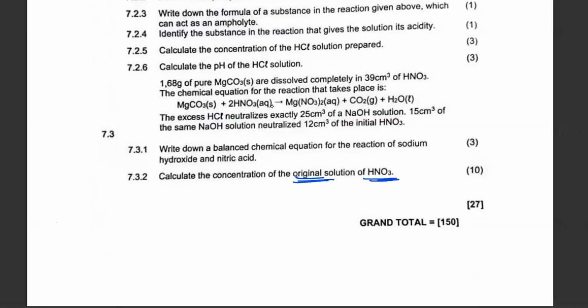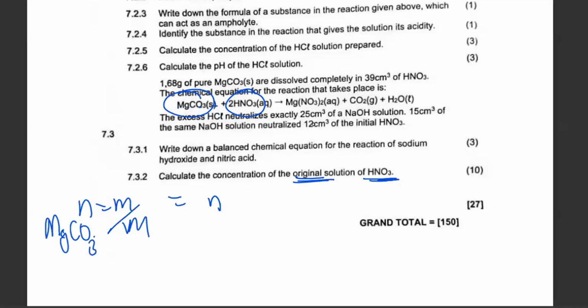So what I'm going to do is first find out how many moles, so that from there I'll be able to equate it to nitric acid. Remember that number of moles is equal to mass over molar mass. Number of moles of what? Of magnesium carbonate, not calcium carbonate, magnesium carbonate.